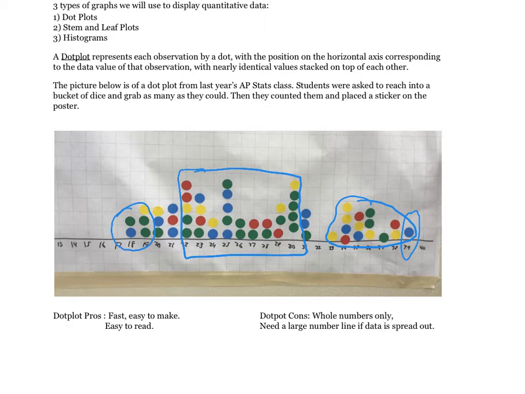They require no calculations. You just have to draw it out. Dot plot cons over here. They only work for whole numbers. You need a large number line if the data is spread out.